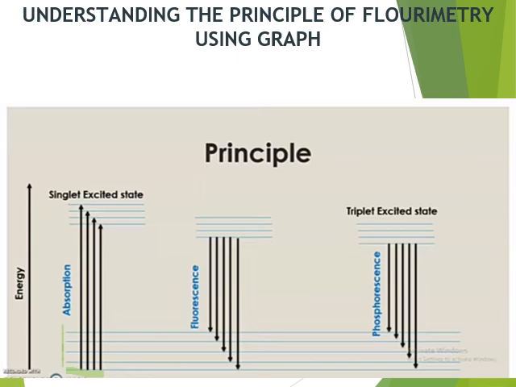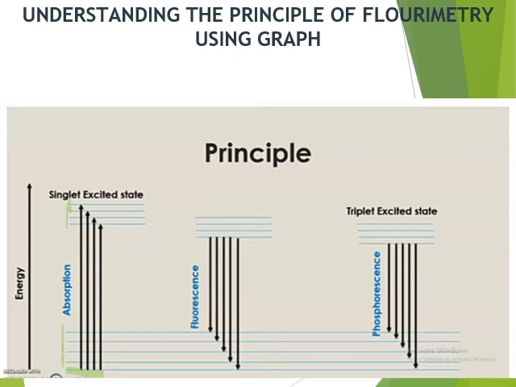In this ground state, all the electrons are in the singlet state. That is, all the electrons are paired. Now, suppose some amount of radiation falls on those molecules that are in the ground state. From that, they become excited and go to the higher energy state. In this state, we know that the spins of the electrons are opposite to each other.